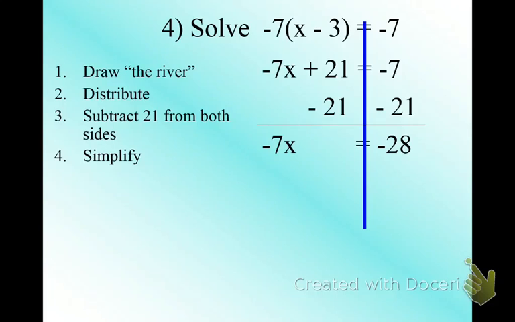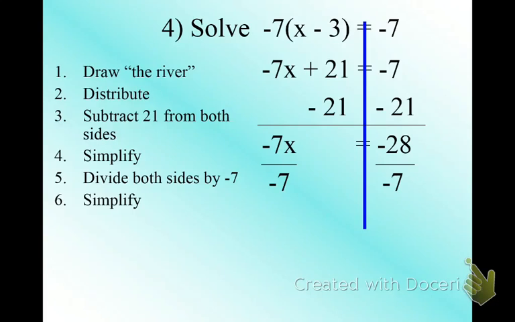And then I divide both sides by the negative 7 so I can get my multiplicative inverses. And x equals, how many times does 7 go into 28? Think about it. Think about the multiplication table. 4 times. 7 goes into 28 4 times. X equals 4.